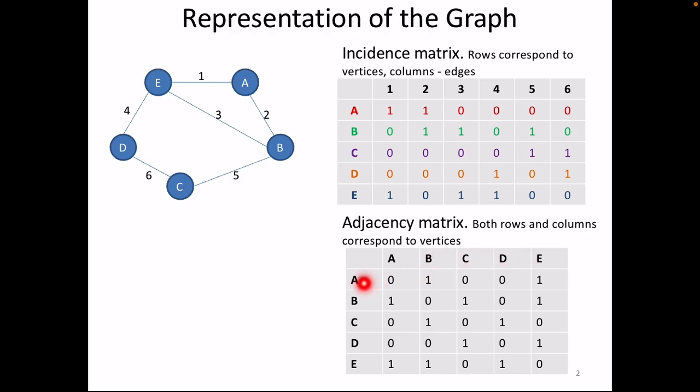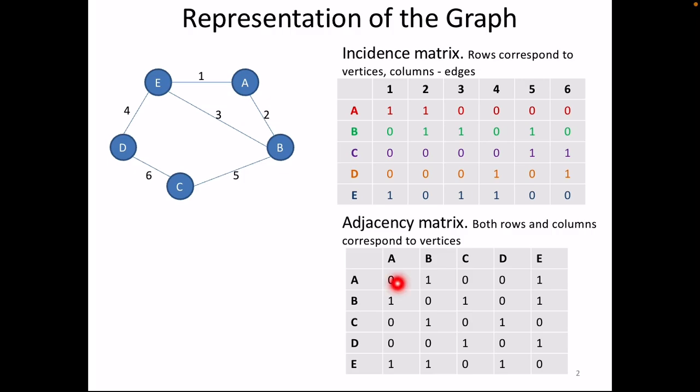For example, vertex A is connected to vertex B and to vertex E. As we can see, it is true. Vertex A is not connected to vertex D, to vertex C, and not to vertex A. If A was connected to A, then we would have an edge around A. You probably saw that in lectures.